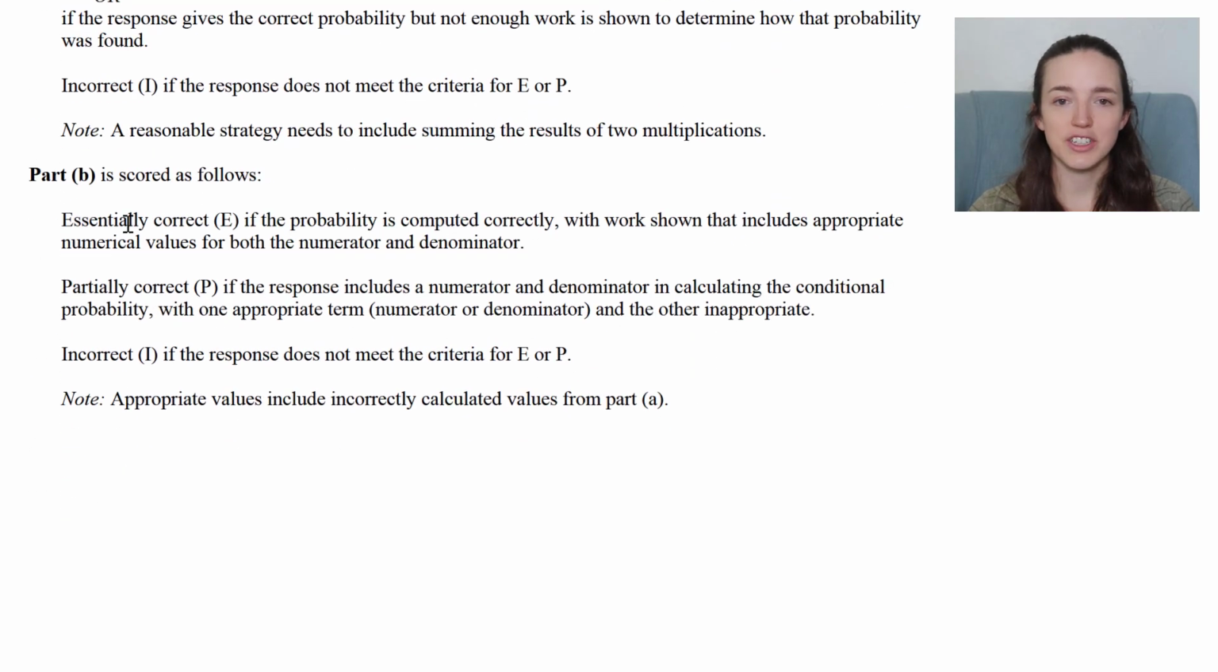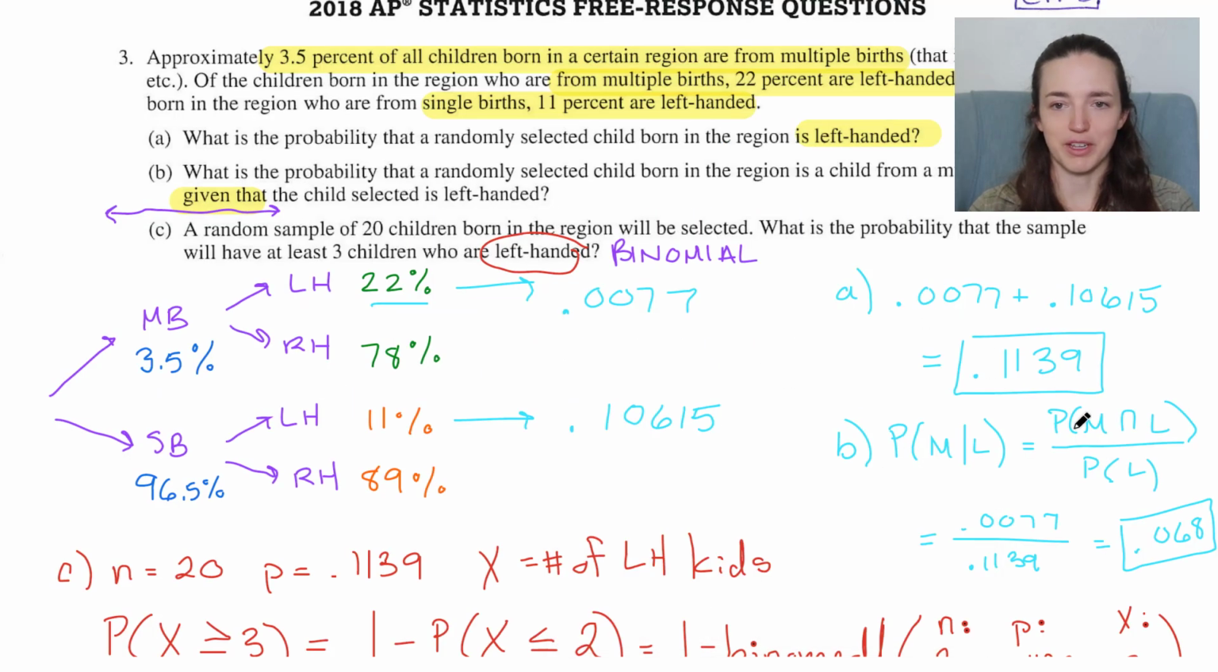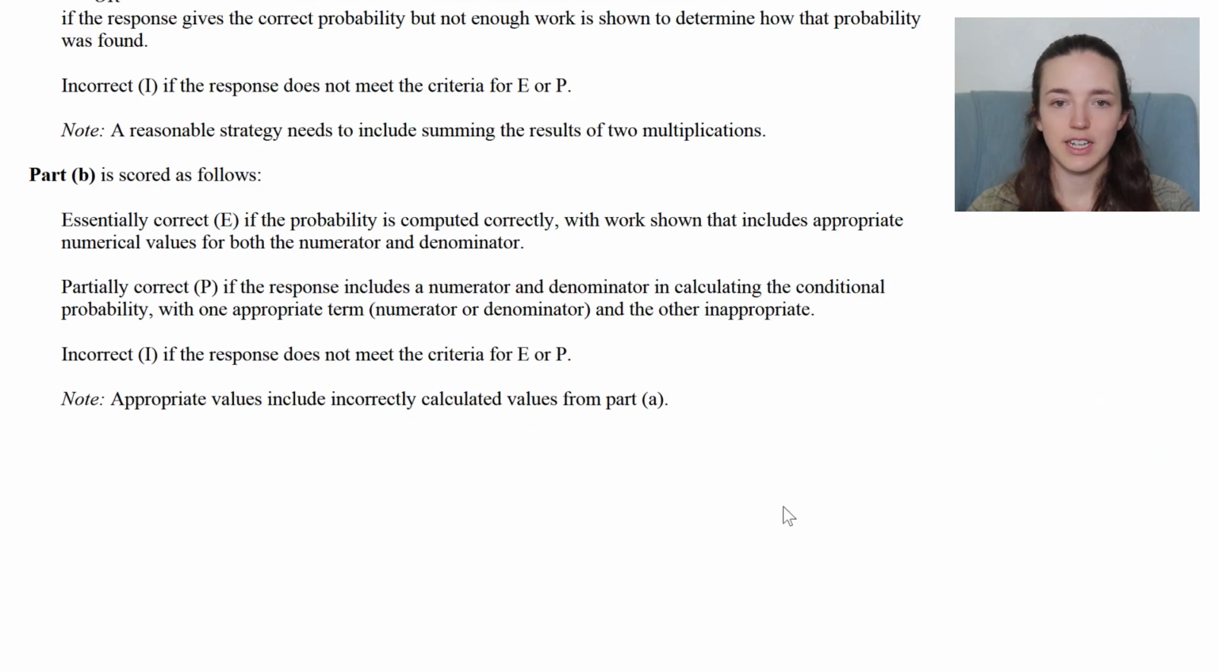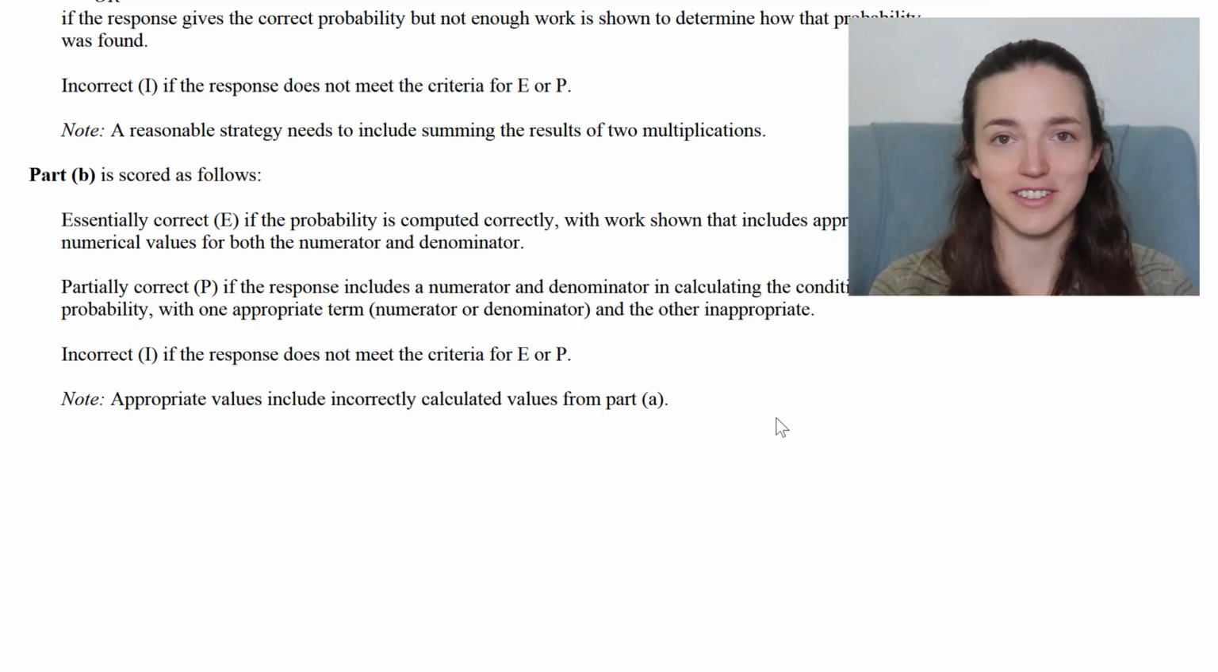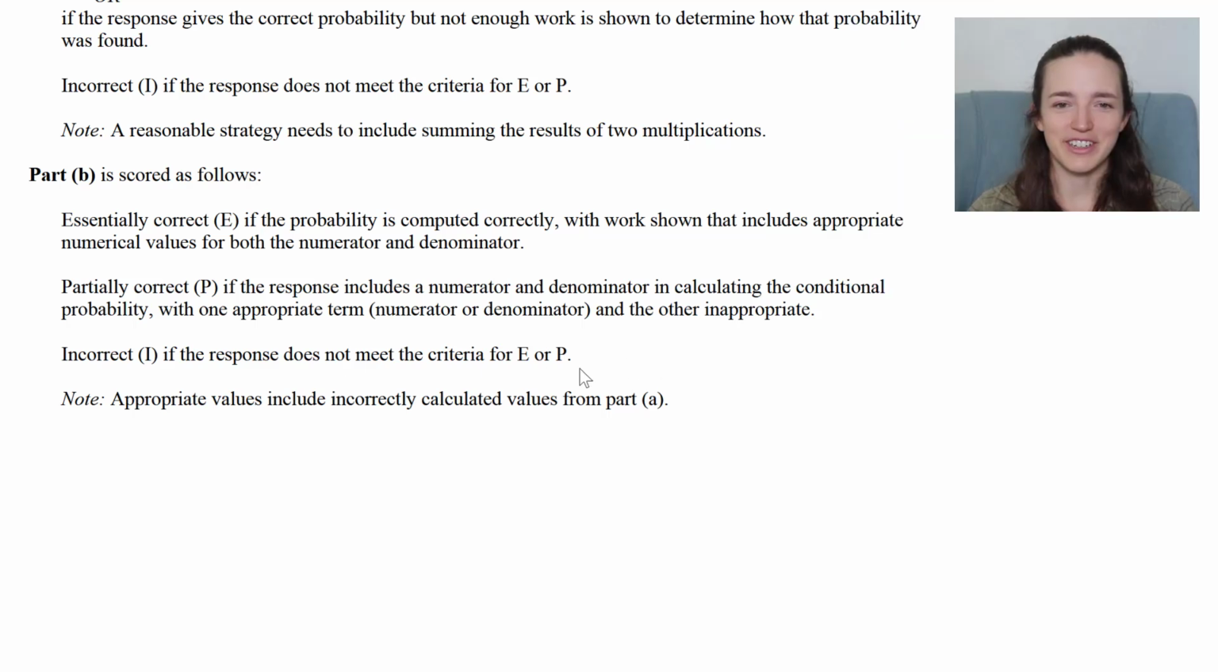Okay, B, essentially correct if the probability is computed correctly with work shown that includes appropriate numerical values for both numerator and denominator. Okay, we did that, we got it right. Partially correct if it includes a numerator and denominator in calculating the conditional probability with 1 appropriate term. Okay, so if you get half of it, you're good. Just as a reminder, they're talking about this calculation here. So if you got the numerator right, but the denominator wrong, you'd be fine. And they are pretty nice. Appropriate values include incorrectly calculated values from part A. So if you get part A wrong and you use it in part B, it doesn't count against you twice. Rare moment of grace from the College Board. Okay, or you get incorrect.